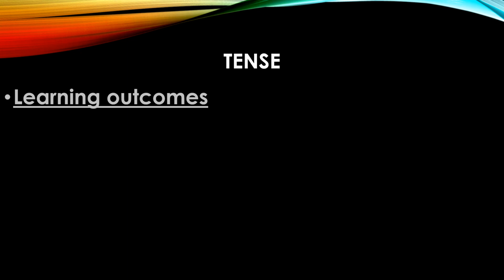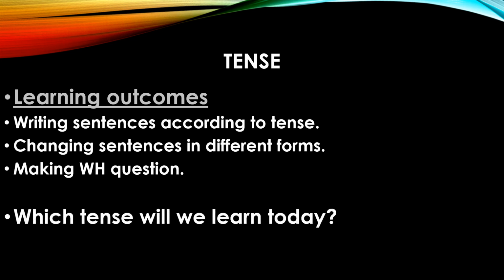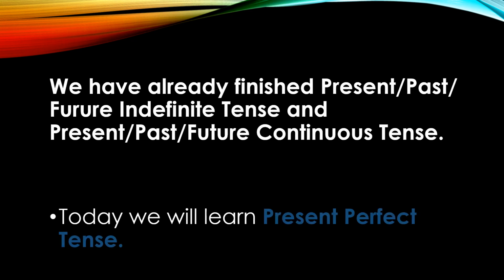Okay, you know we are learning tense, and today I will again discuss tense. Today our learning outcomes are writing sentences according to tense, changing sentences in different forms, and making WH questions. So students, which tense will we learn today? We have already finished the three indefinite tenses, present, past, future indefinite, and the three continuous tenses, present, past, future continuous. So today we will learn present perfect tense.